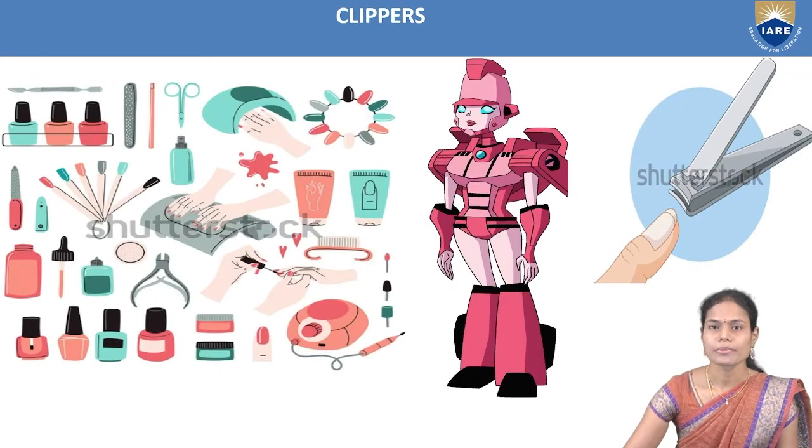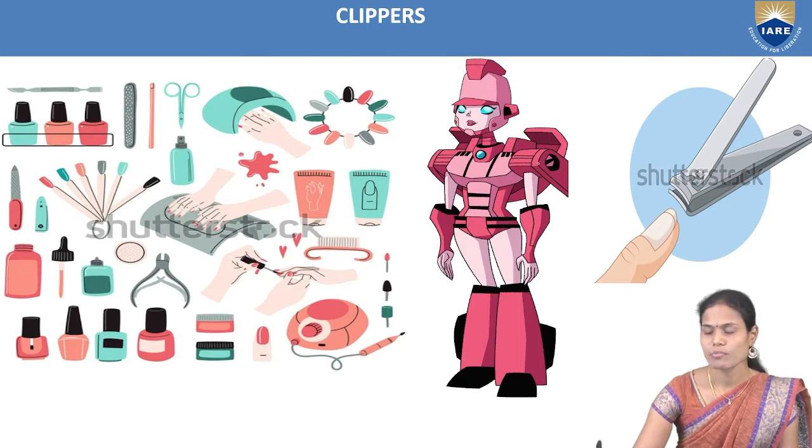These are some clippers we can observe on the screen. This is a robotic type nail cutter. It will remove the nails that are unwanted by us. We can also observe a normal nail cutter and the remaining pictures. These are all live examples of clipping, which remove our unwanted contents.